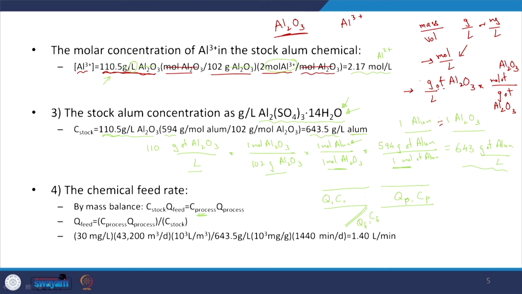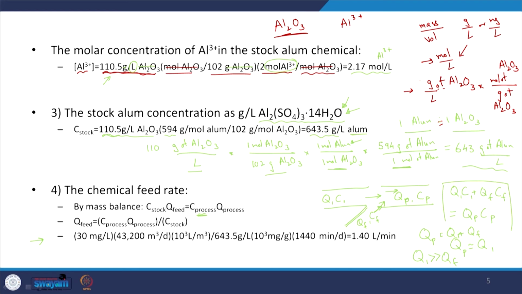Mass coming in is equal to the mass going out. So, two streams joining. The mass of alum coming in is Q1 C1 plus QF CF, and this is equal to QP into CP. Here, the way that it was calculated, they are assuming that QP is almost equal to Q1 because Q1 is far greater than QF. But in general, as you can see, QP will be equal to Q1 plus QF.